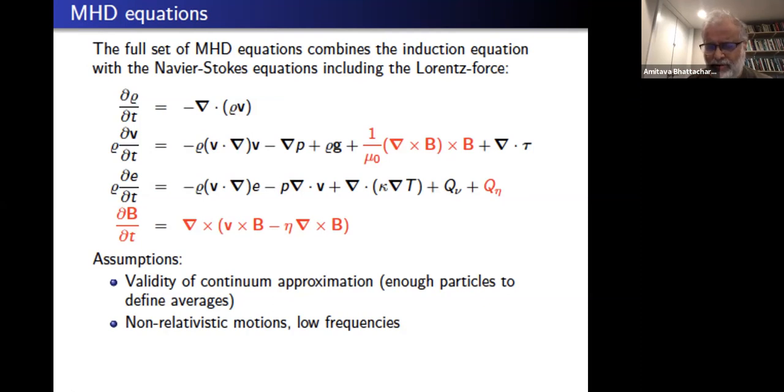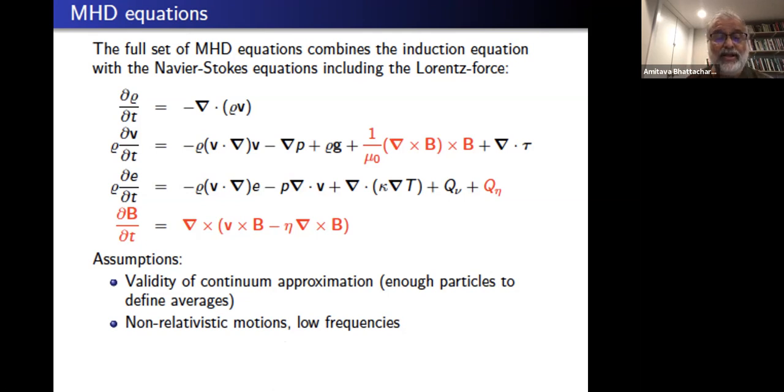And there you have to use relativistic versions of these equations, otherwise known as general relativistic MHD. Such codes exist in the astrophysics domain and are what is used to study magnetic fields in compact objects. We are not going to go into that. We're going to deal with non-relativistic motions at low frequencies where typical velocities are much smaller than the speed of light.